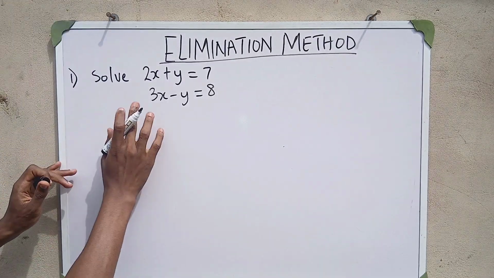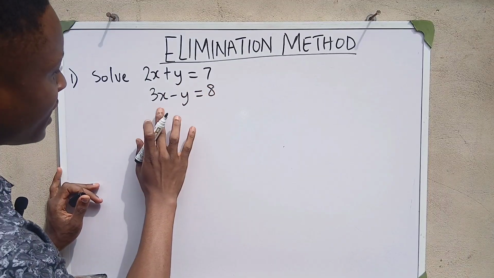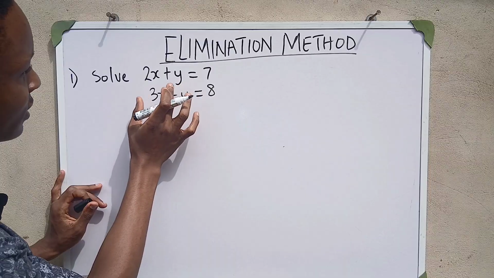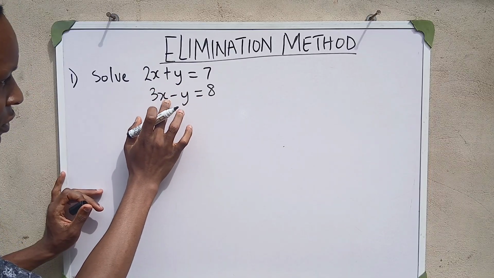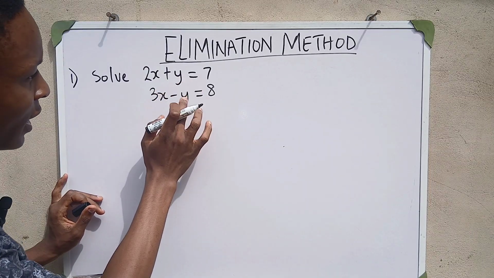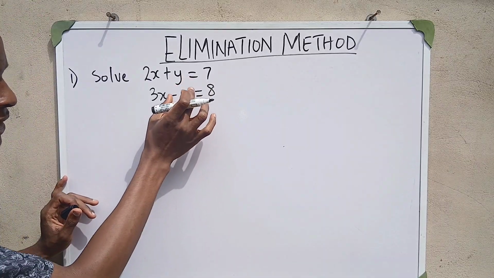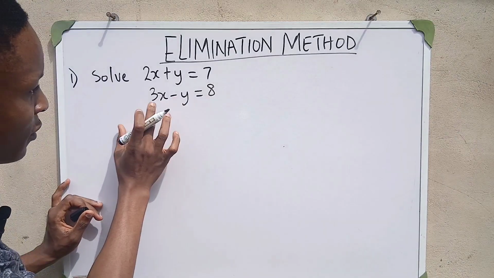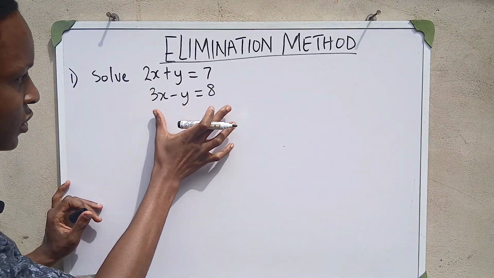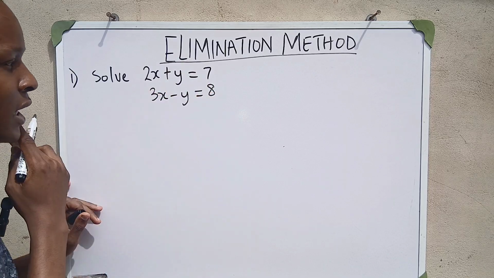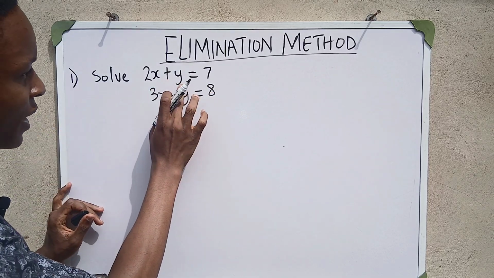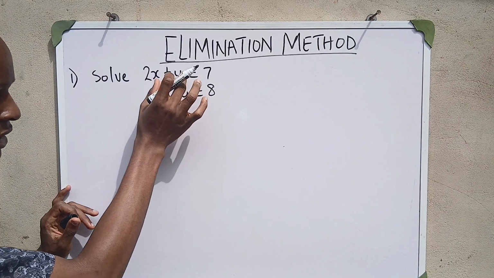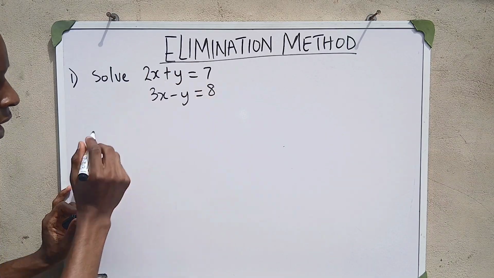So from this question, we have 2x plus y equal to 7 and 3x minus y equal to 8. Now, if you look at these two equations, we have y and we have y. They have the same coefficients, so we can perform an operation. We can add these two equations or subtract these two equations to make y cancel out. Since we have plus y and minus y here, we are going to add the equations. If we add these two equations, the y cancels out.